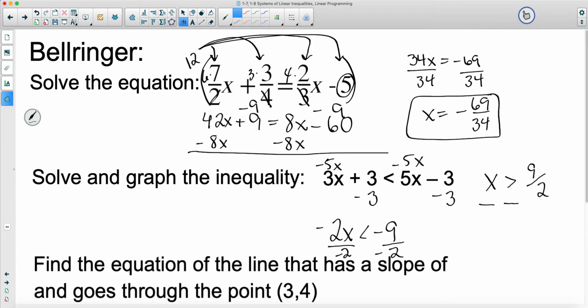x is greater than 9/2, so we got to make sure that we flip that sign when we divide by that negative. So let's put our 0, and then let's go by 2's here, because 9 over 2 is actually 4.5. So negative 2, negative 4, positive 2, positive 4, and we're at 4.5. So I'm going to put a 6 over here, so 4.5 will probably be about there. It's going to be open circle and pointed to the right because it's greater than. Okay, so it'll look like that.